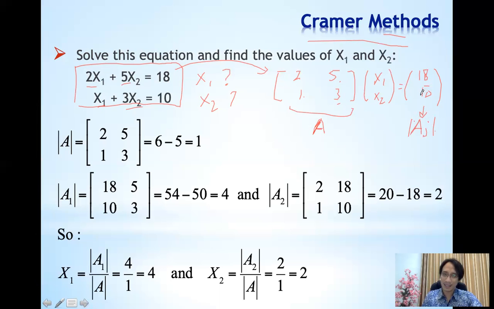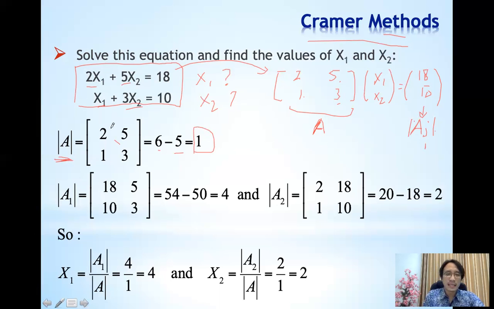So this result will be filled, for example for A1, in column number 1. So this is A, 2 5 1 3. Then we can calculate the value of the determinant of this matrix. 2 times 3, 6, minus 5 times 1, 5. 6 minus 5, the result is 1. So this is the determinant of A.